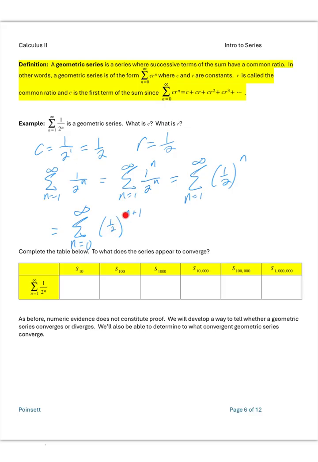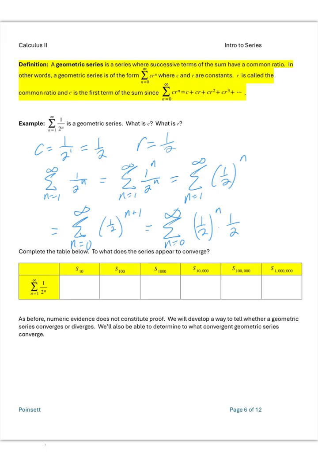Right now we have r to the n plus 1. Using our exponent laws, we can rewrite that expression, and we would get that this is equal to the sum as n goes from 0 to infinity of (1/2) to the n power times 1/2. And with it written like this, you can now see the common ratio is 1/2, since that's what's being raised to the n power, and the c value, which is the starting value of the sum, is 1/2.